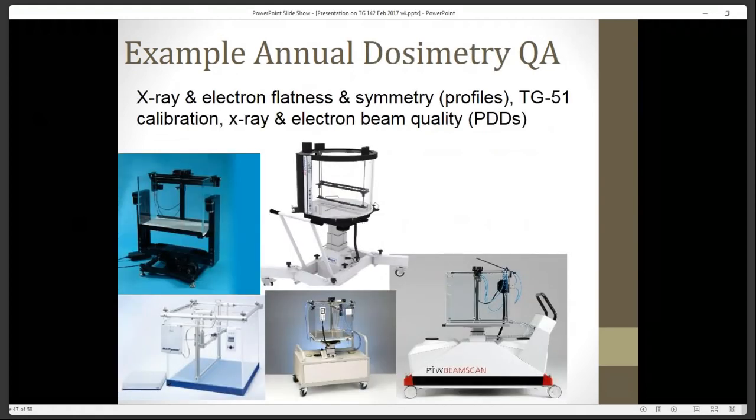So for annual QA, there are lots of different water phantoms out there that can be used to measure basically these components that are done in the water phantom: the photon and electron flatness and symmetry, basically profiles, your absolute dose calibration, and your photon and electron beam PDDs.